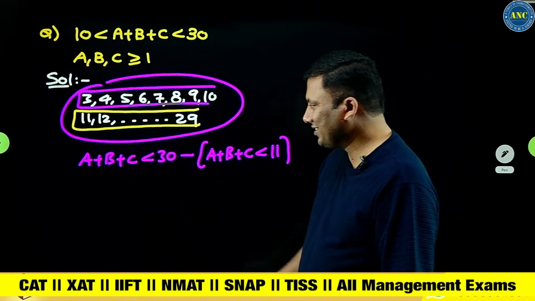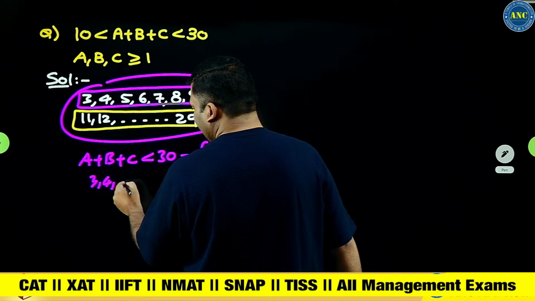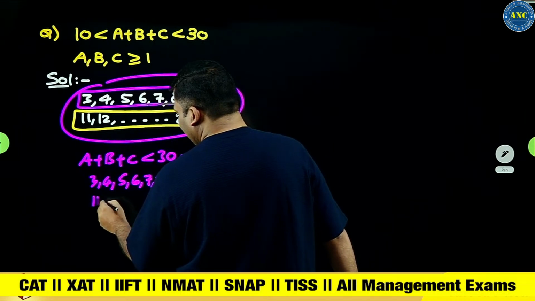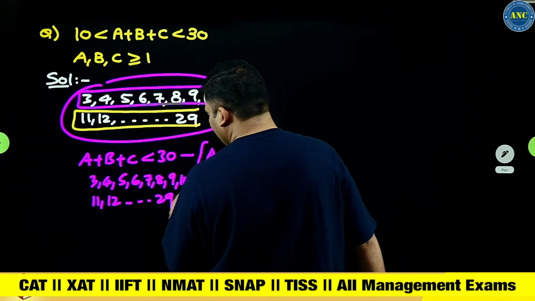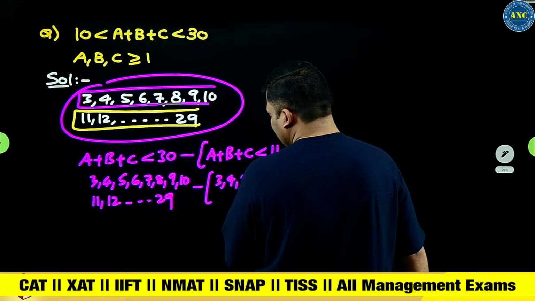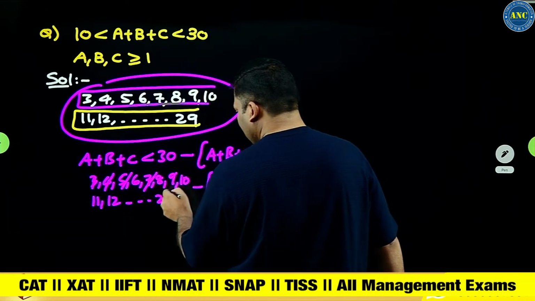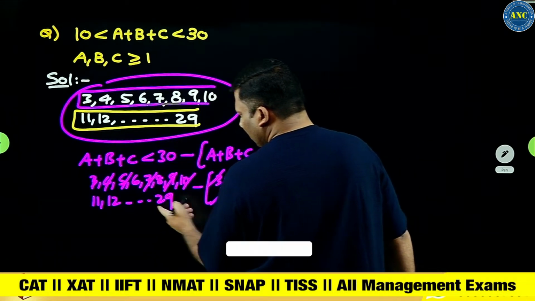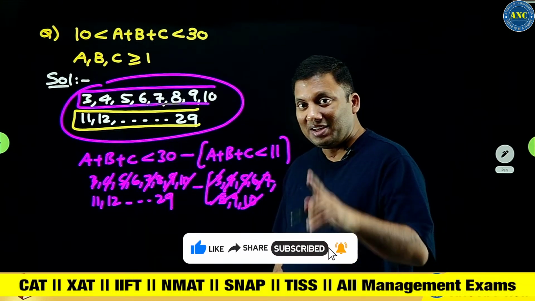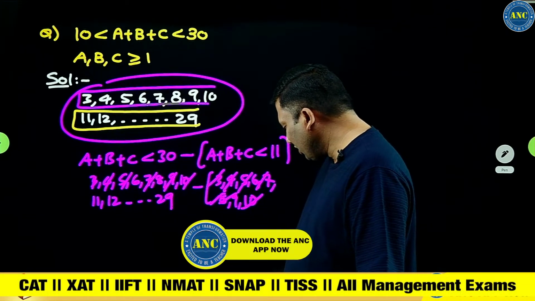Just think logically, sir. A plus b plus c less than 30 means 3, 4, 5, 6, 7, 8, 9, 10, 11, 12 and so on up to 29, minus less than 11, which means 3, 4, 5, 6, 7, 8, 9, 10. What is remaining? 11 to 29. I hope that you understood the beauty of the logic. I am sure it is clear.